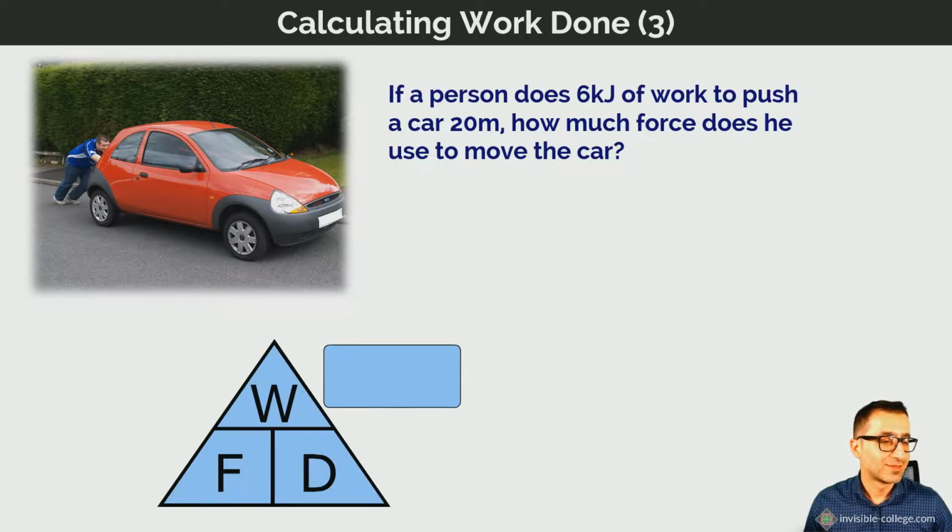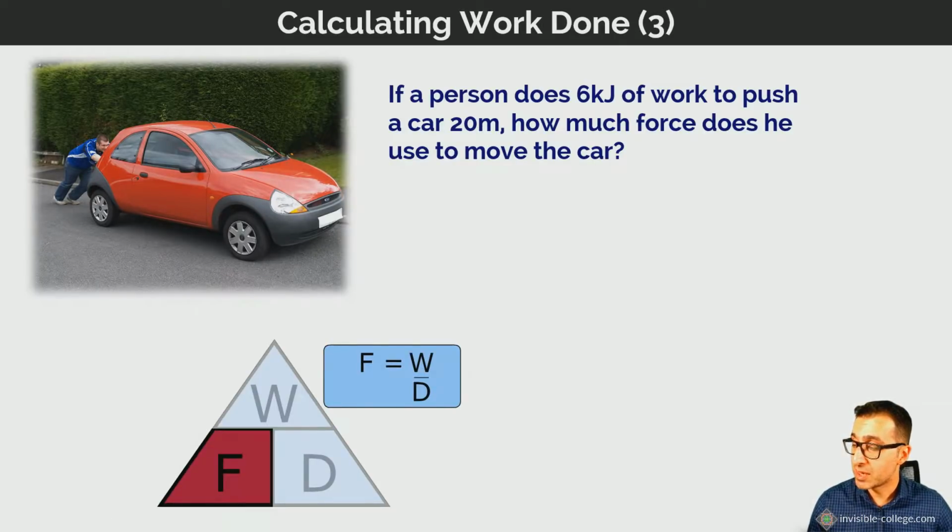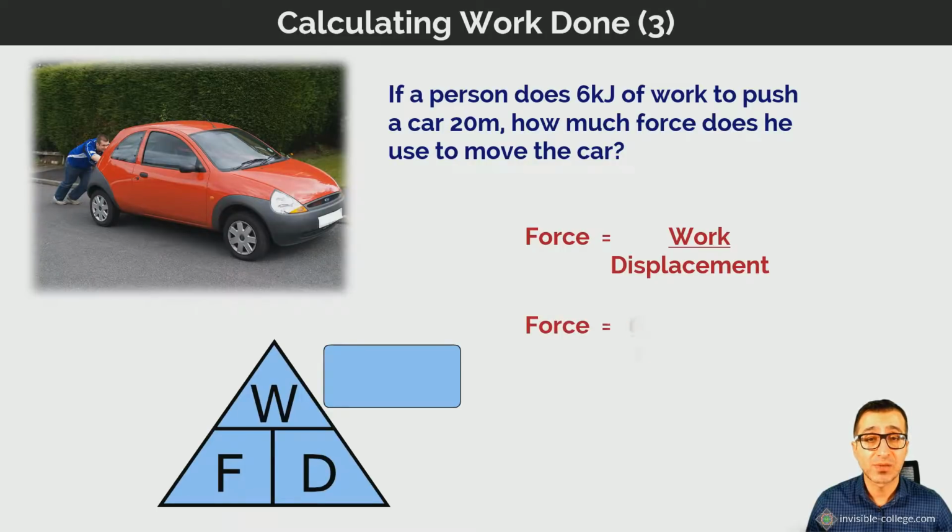Okay, good. All right, so here's how we do this. So in this case, we're trying to work out the force. So we would need to rearrange this equation to make force the subject. We divide both sides by the displacement and we get this. So the force in this case is the work divided by the displacement, and the force in this case is 6,000 joules divided by 20 meters, the displacement.